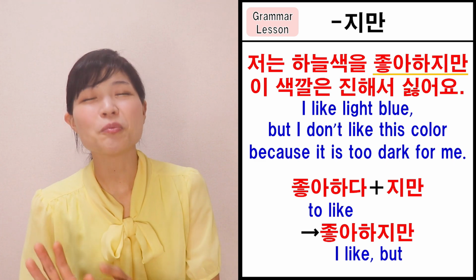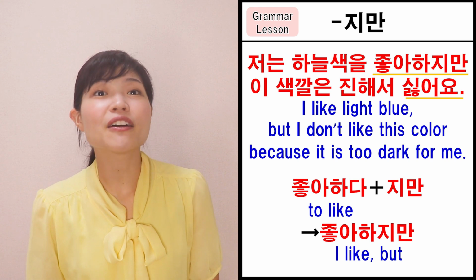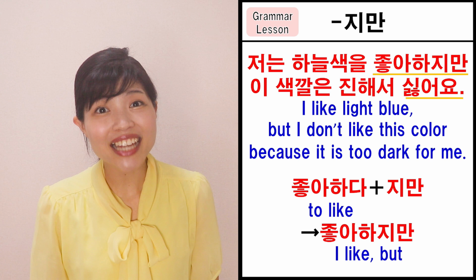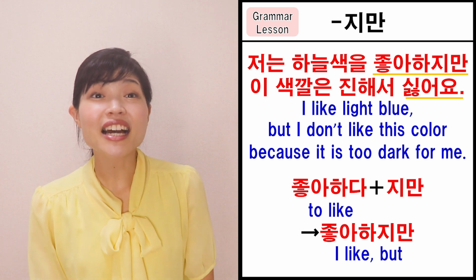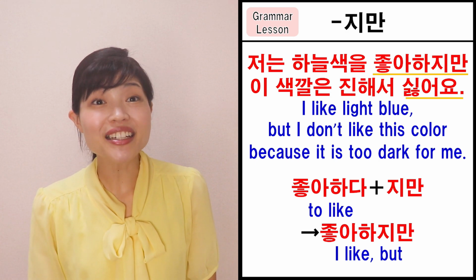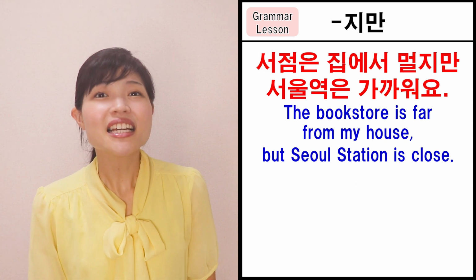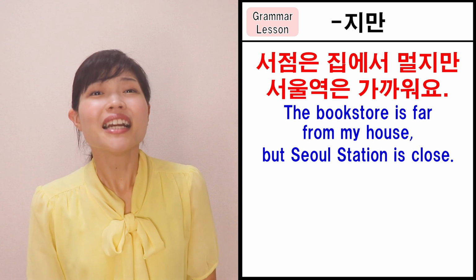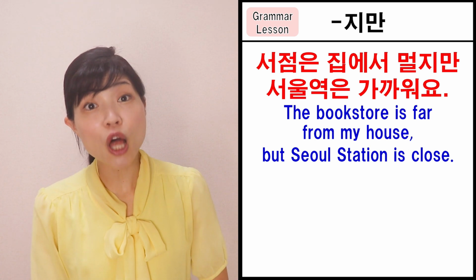I like, but. You can find 좋아하다, to like, in the first sentence, and 싫어하다, to hate, in the second sentence. Likewise, 지만 can connect these antonyms. Let's look at some other example sentences. 서점은 집에서 멀지만 서울역은 가까워요. The bookstore is far from my house, but Seoul Station is close.